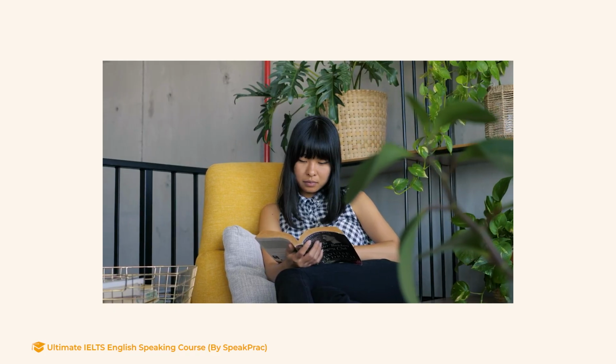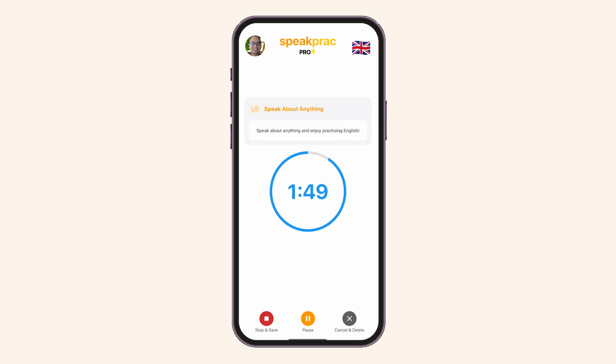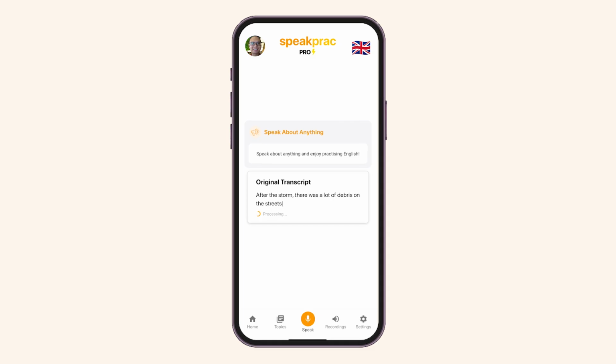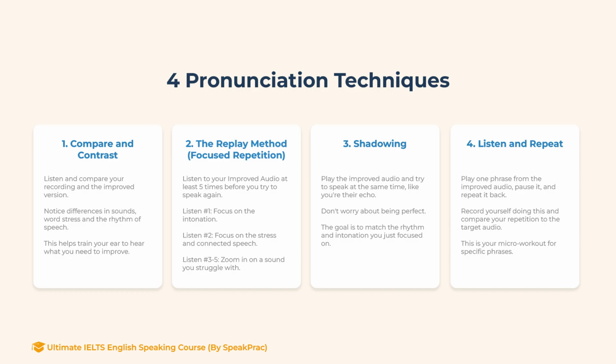Now, this simple habit where you find a word, you practice it immediately in a speech, is one of the fastest ways to build both your vocabulary and your pronunciation confidence at the same time. Now, combining all of these pronunciation techniques of comparing, replaying, shadowing, repeating, and immediately practicing new words is how you make real measurable progress with your pronunciation. You're closing the gap between how you think you sound and how a clear native English speaker sounds.